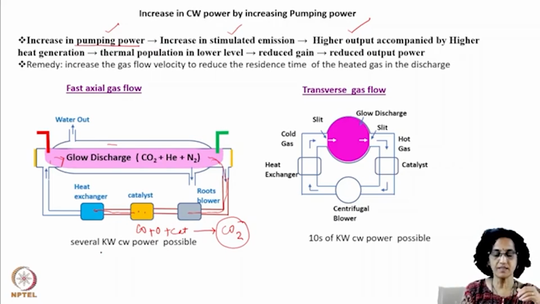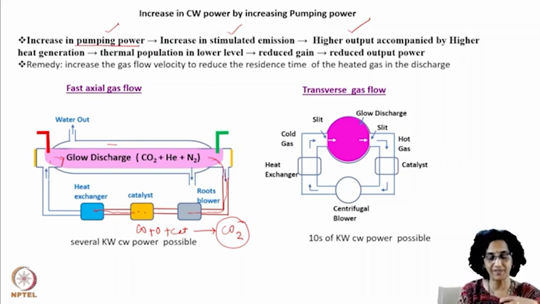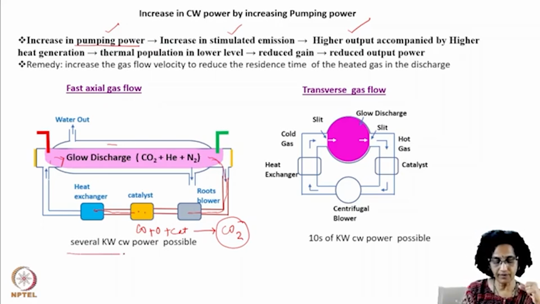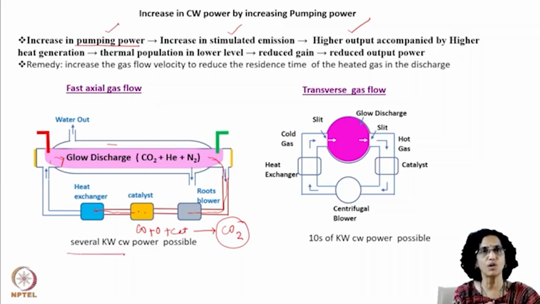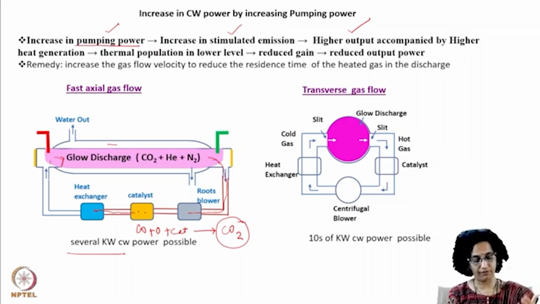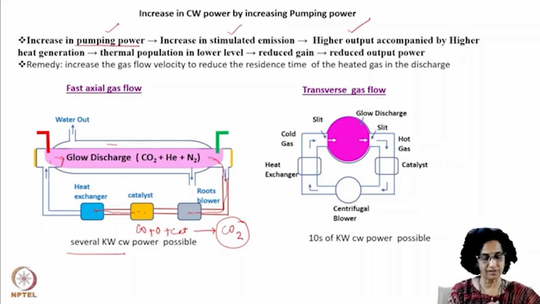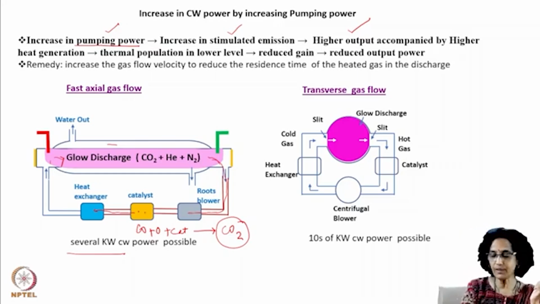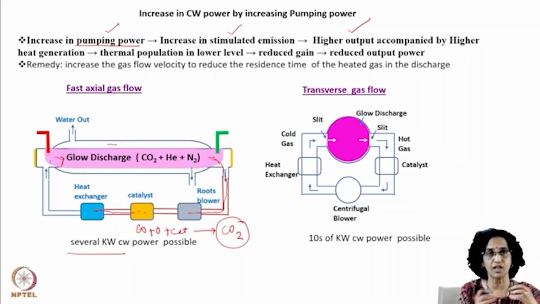So this is called a fast axial flow system. The gas flow is quite fast and it is also recirculated, and in this way several kilowatts of CW output power is possible. But again, if you want to further increase, then what do you do? To increase further, what are we doing here? We are flowing the gas axially, meaning all along the length of the discharge tube.